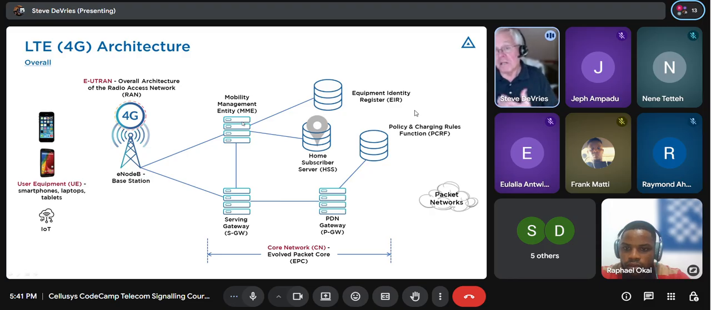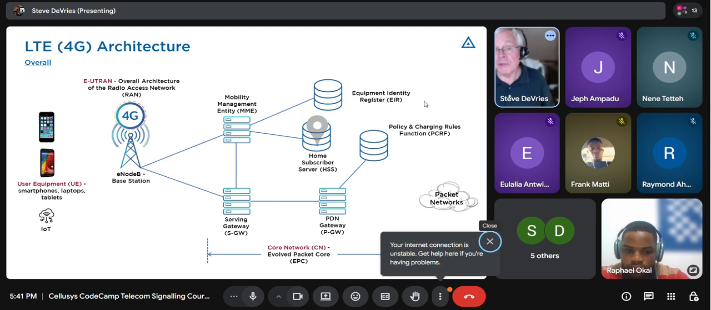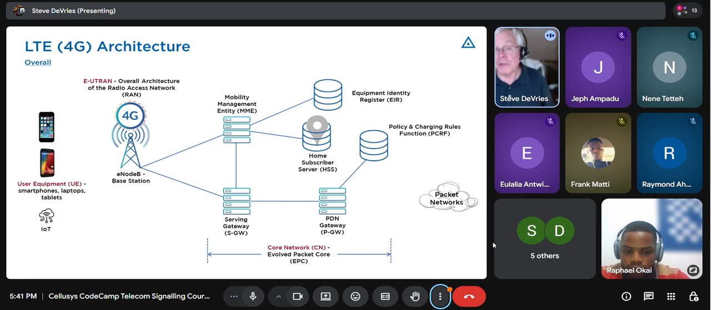The signaling part of this is called the mobility management entity. When you power on your mobile phone, signal's going to go over the air interface with your identity, your international mobile subscriber identity, and it's going to send a message up to this mobility management entity. The mobility management entity is now going to ask the home subscriber server about some information for you.